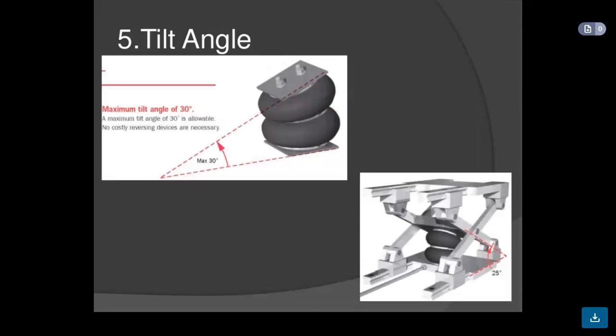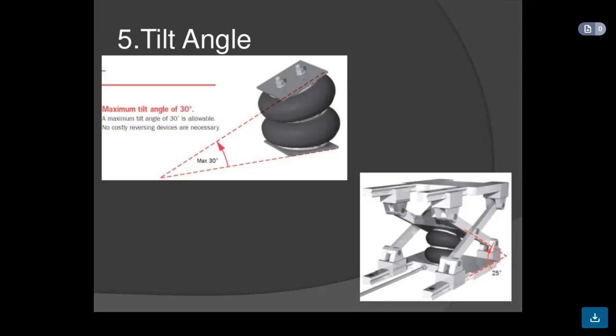Then one more type is there, that is tilt angle. So a maximum tilt angle of 30 degree is provided. So above 30 degree, it is not a correct method. So you must keep the value of tilt at 30 degree or below 30 degree. A maximum tilt angle of 30 degree is allowable. No costly reversing devices are necessary.